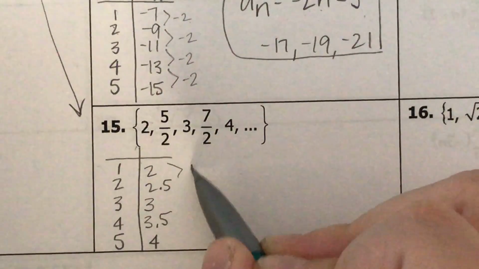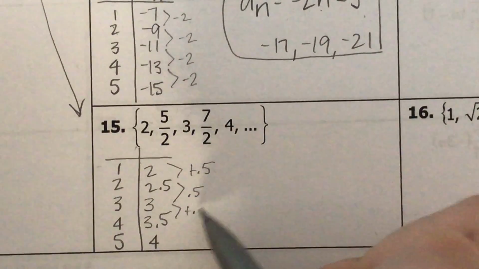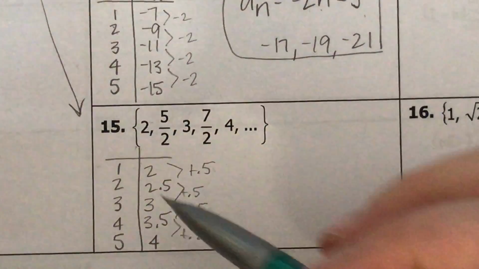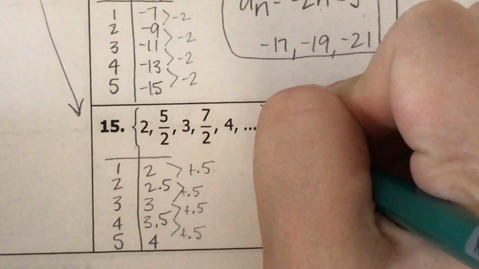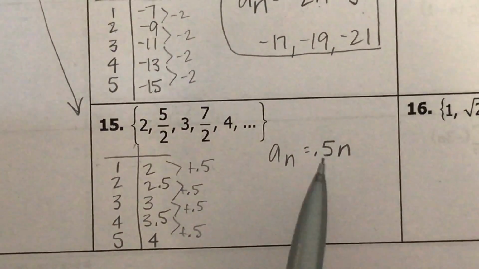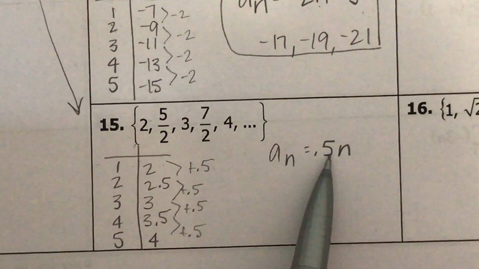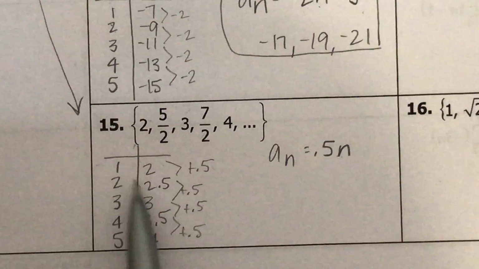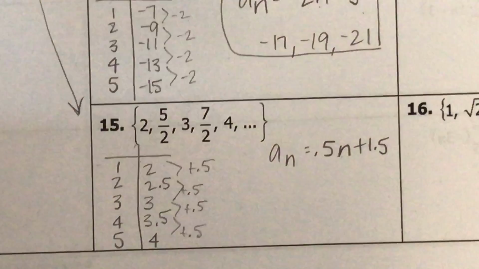So clearly we can see a pattern already, right? They're going up by half each time. Okay, I forgot the little plus here. So that tells me that our common difference is 0.5, which means I'm going to multiply my term number times 0.5. Okay, and then I need to figure out how to get to the actual term. So if I multiply by 1, 0.5 times 1 is 0.5. How do I get from 0.5 to 2? Well, I have to add 1.5, right?